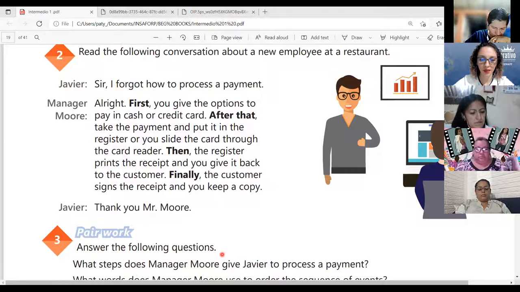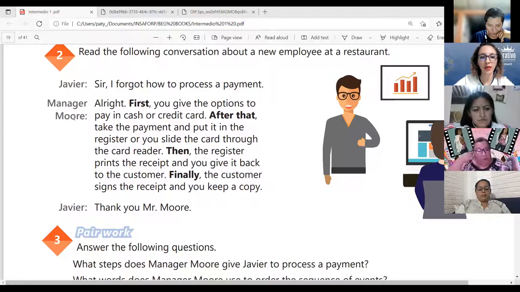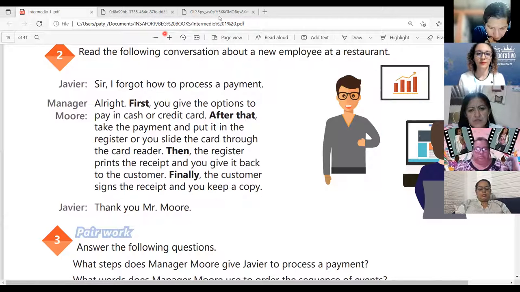Okay, Lily and Wendy. Okay, Wendy, you are the manager. And Javier will be Lily. I forgot how to process a payment. All right. First, you give the options to pay in cash or credit card. After that, take the payment and put it in the register, or you slide the card through the card reader. Then the register prints the receipt and you give it back to the customer. Finally, the customer signs the receipt and you keep a copy. Thank you, Mr. Moore.